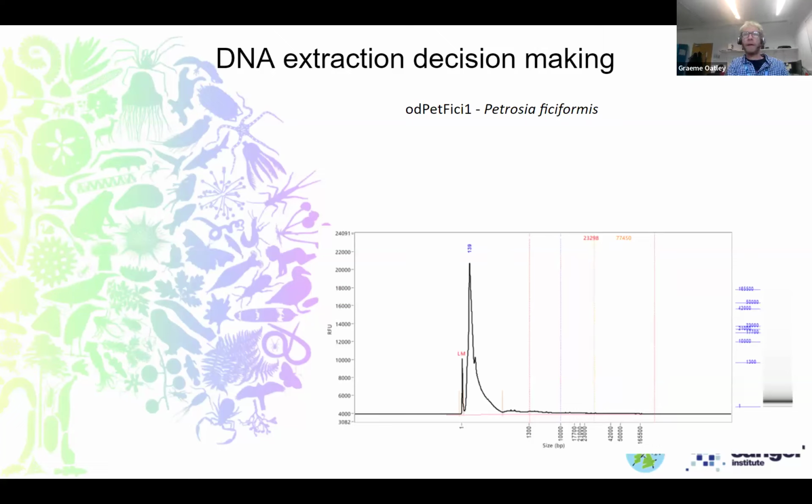And here we have a sponge, great yield, over 9,000 nanograms of DNA, small genome size. However, the bulk of our DNA is sitting within this low molecular weight band. So generally something that we won't be able to work with moving forward. So we classify this as a fail for DNA quality.